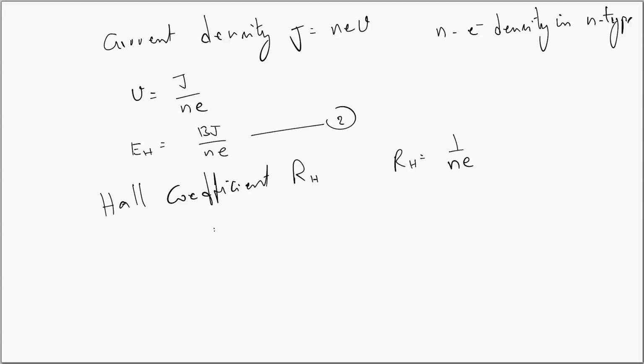So we write EH is equal to RH Bj, or RH is equal to EH upon Bj, that is equal to 1 over Ne. Since in this expression RH is equal to EH upon Bj, which is equal to 1 over Ne, EH, B and J can be measured. Since these three quantities can be measured, one can measure the density of electrons in the N-type semiconductor.